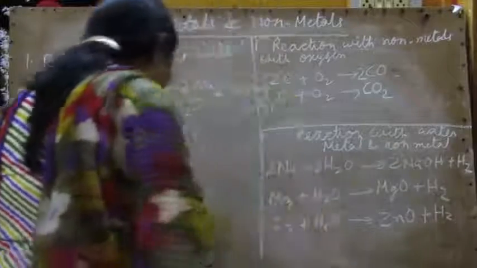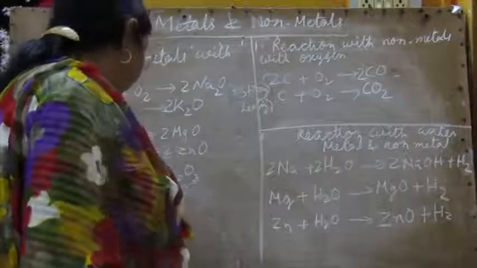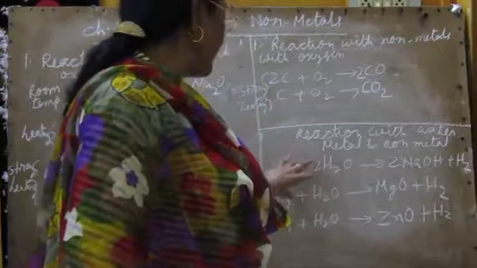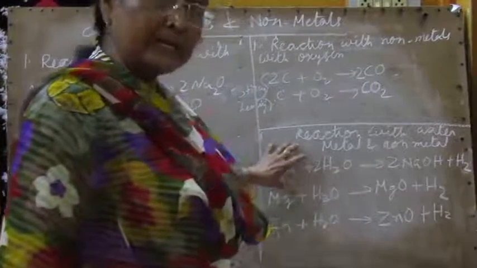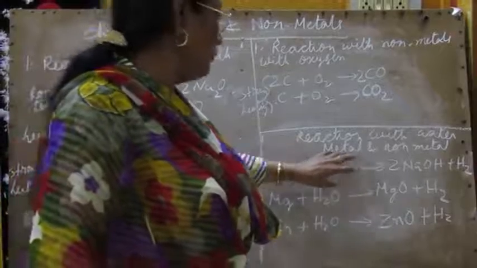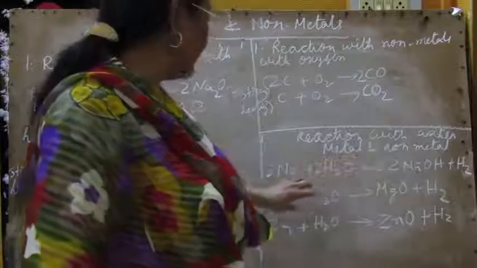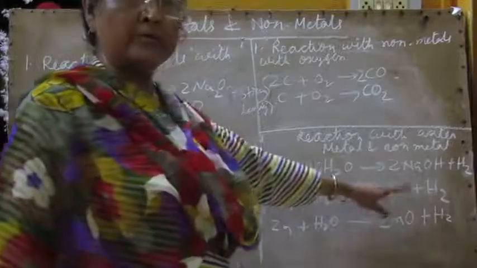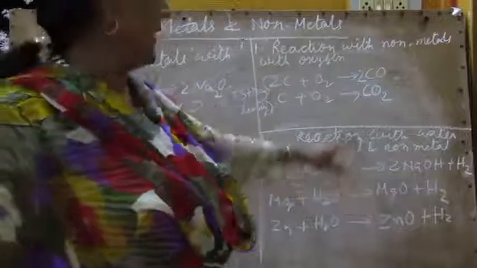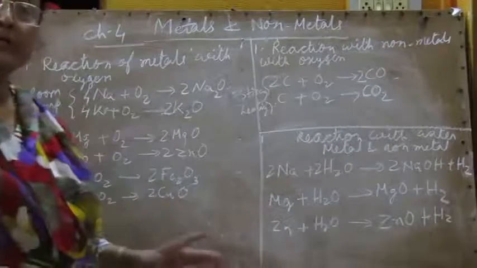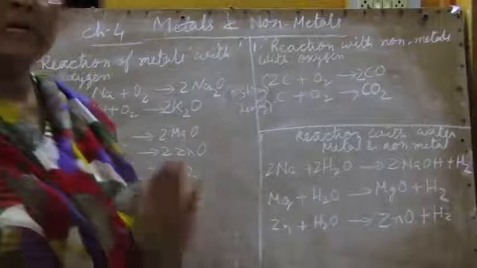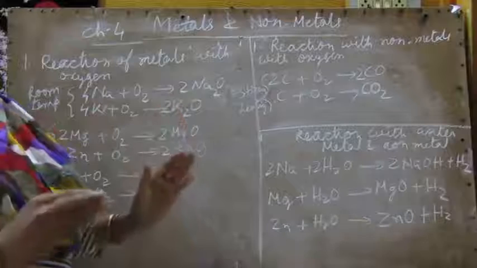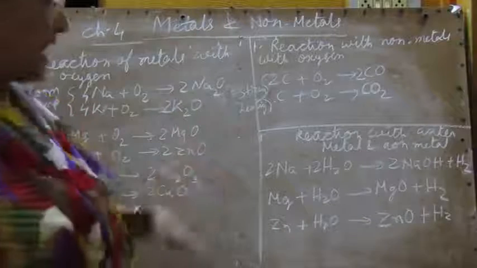Now, magnesium reacts with boiling water. Sodium, since it is a very reactive metal, can react with cold water, whereas magnesium reacts with boiling water. Magnesium and zinc react with boiling water or steam, and the non-metals do not react with boiling water or steam either. This is the difference between the chemical properties of metals and non-metals.